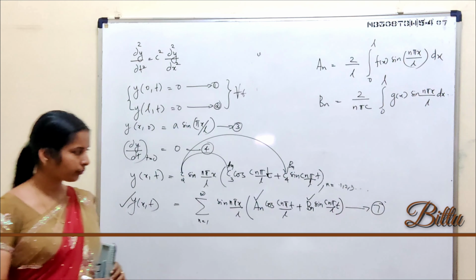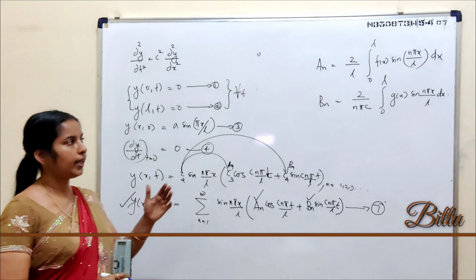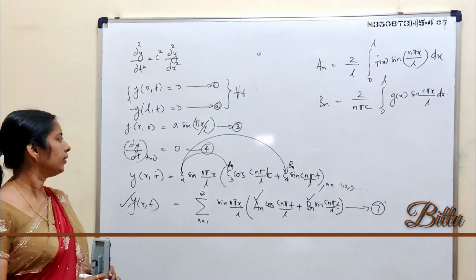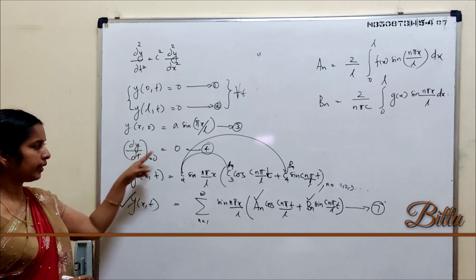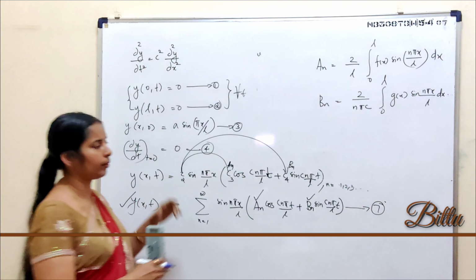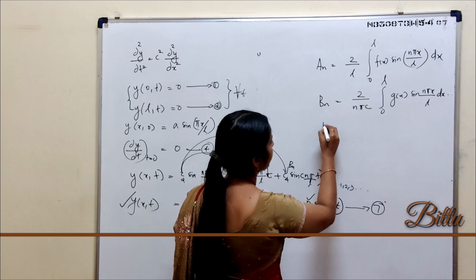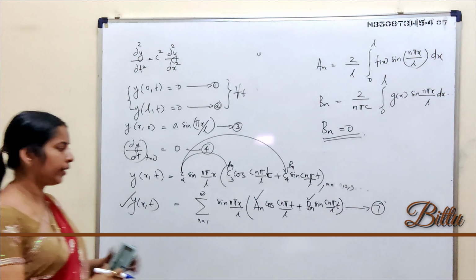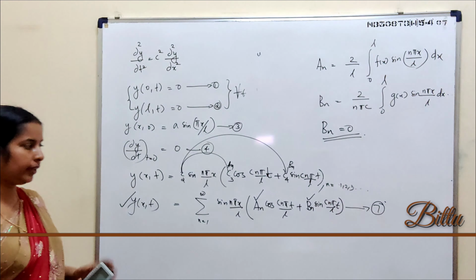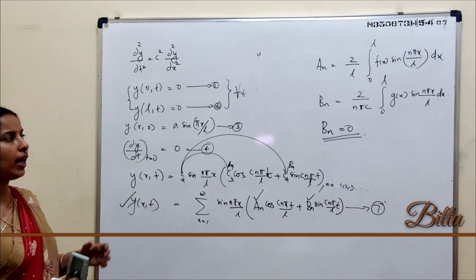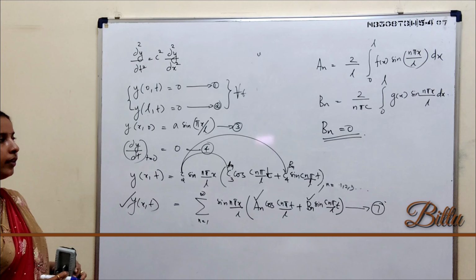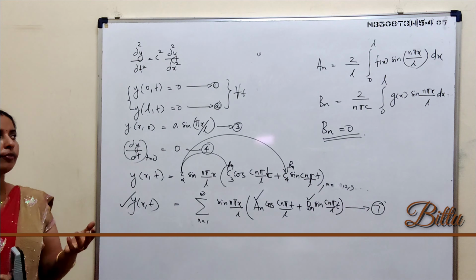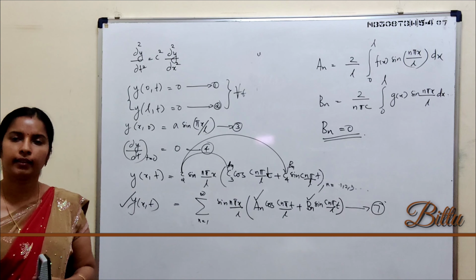These are based on the Fourier sine series. Here, g of x is 0. See, this is our g(x). g(x) is 0, so Bn is 0. Our aim is to find An and Bn. Now we got Bn equal to 0. Next, we have to find An. Basically this equation is based on the Fourier series expansion of f(x) in the interval 0 to L.